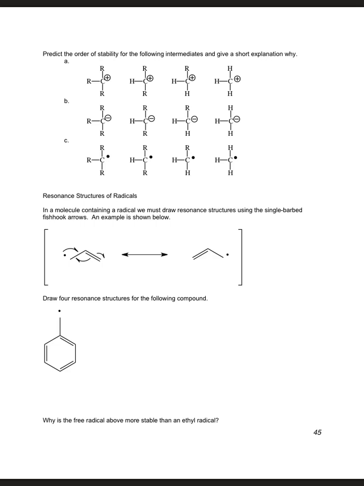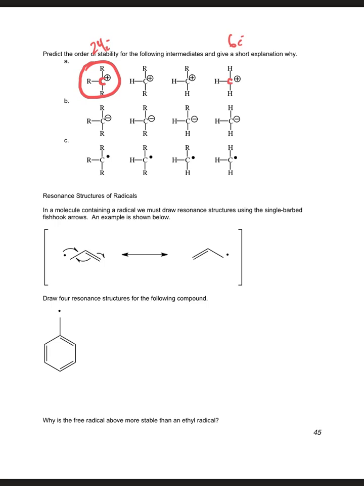So predict the order of stability of the following intermediates and explain why. If we think about this carbon right here, if these were just 3 methyls, there would be 8 times 3, or 24 electrons around that cation. But if we look at the methyl cation here, this one would only have 6 electrons around it. So with the positive charge, the more electrons around it, the more stable it's going to be. So this is going to be most stable, with the methyl cation least stable because there are fewer electrons around it.